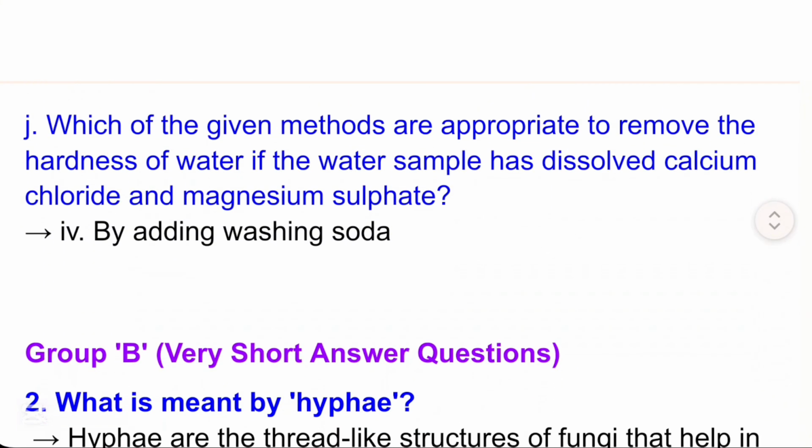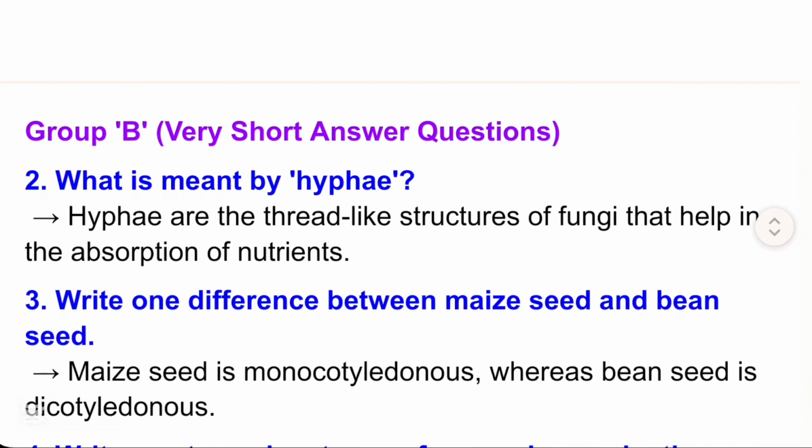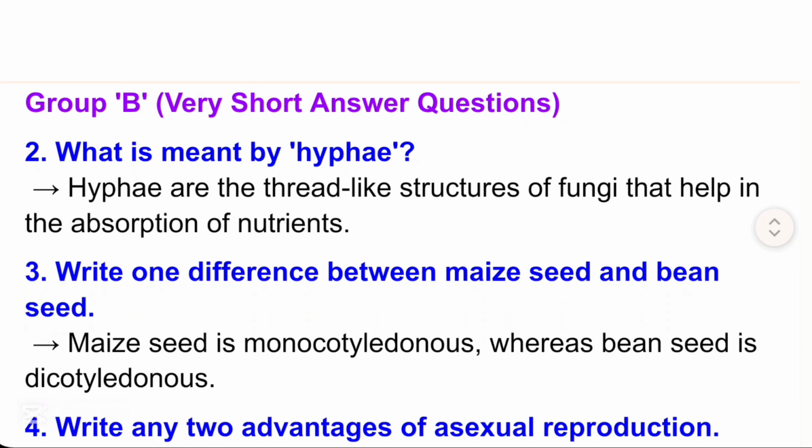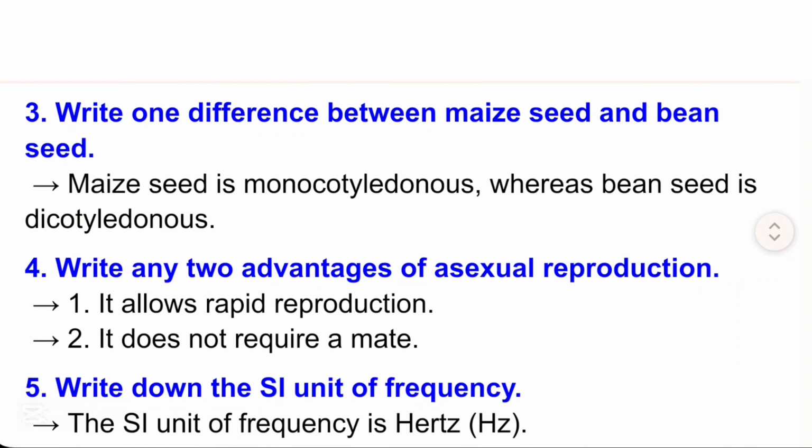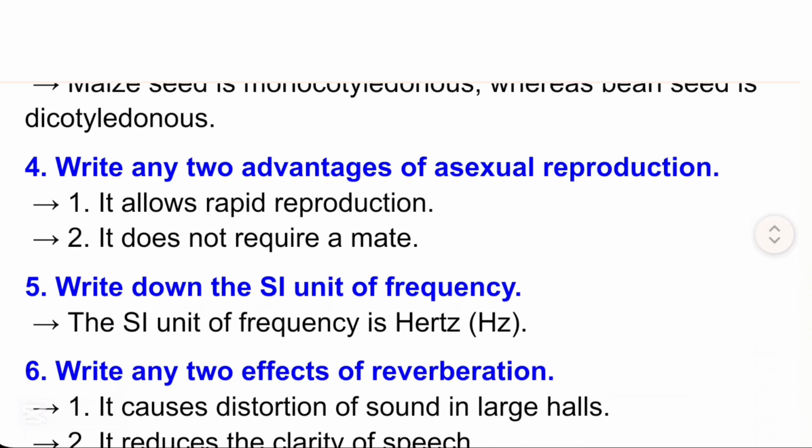2. What is meant by hyphae? Hyphae are the thread-like structures of fungi that help in the absorption of nutrients. 3. Write one difference between maize seed and bean seed. Maize seed is monocotyledonous, whereas bean seed is dicotyledonous. 4. Write any two advantages of asexual reproduction.